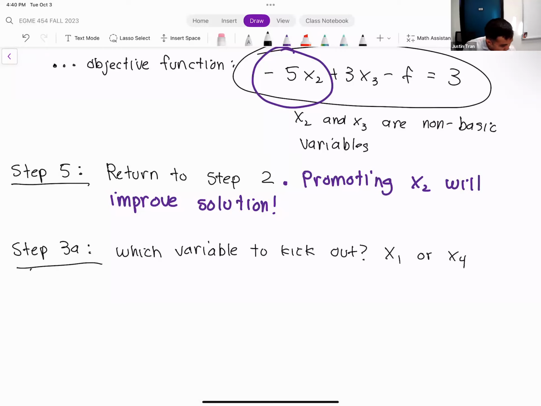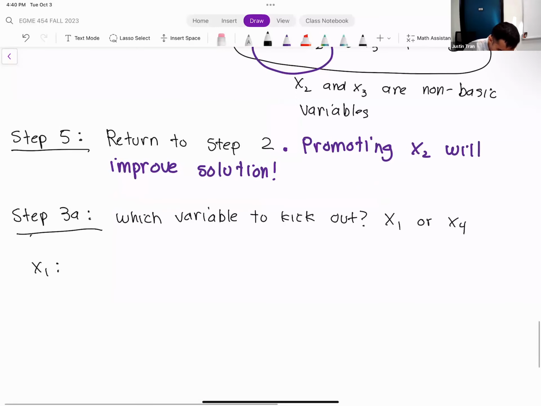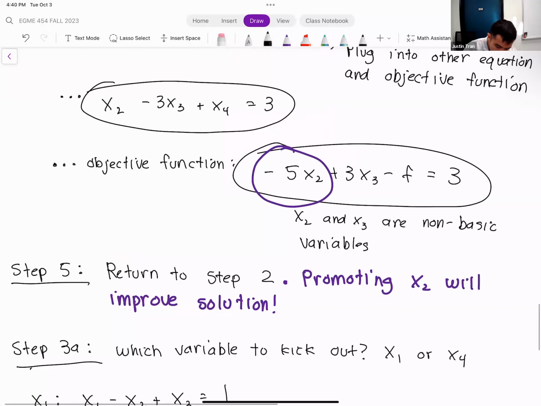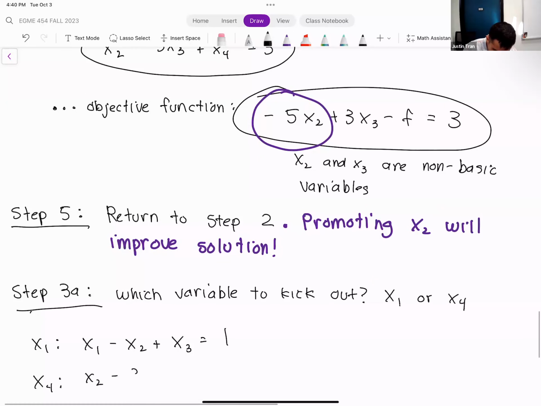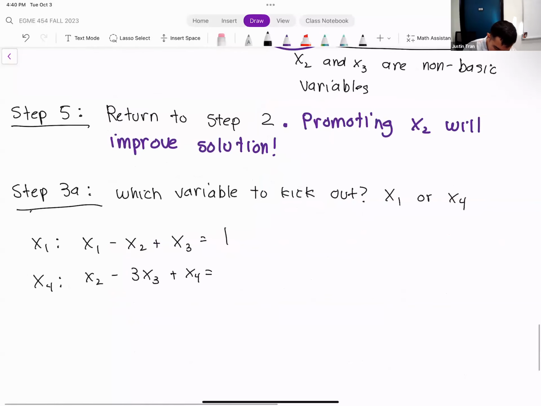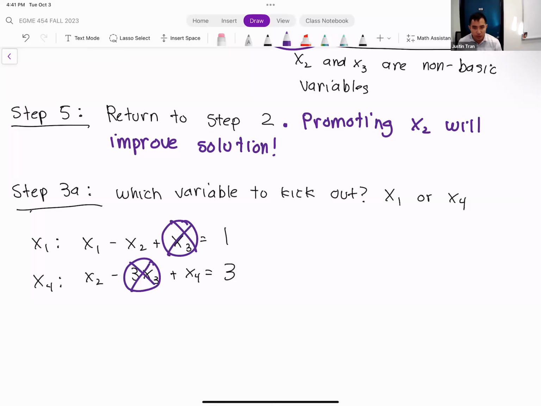So let me write down their equations again here. So our x1 equation is what we have here circled first. And so we have x1 minus x2 plus x3 equals 1. The x4 equation, and we have x2 minus 3x3 plus x4 equals 3. All right, so same thing as before, x3 is staying in the non-basic set, so we can just assume that that's 0, so let's go ahead and eliminate that.